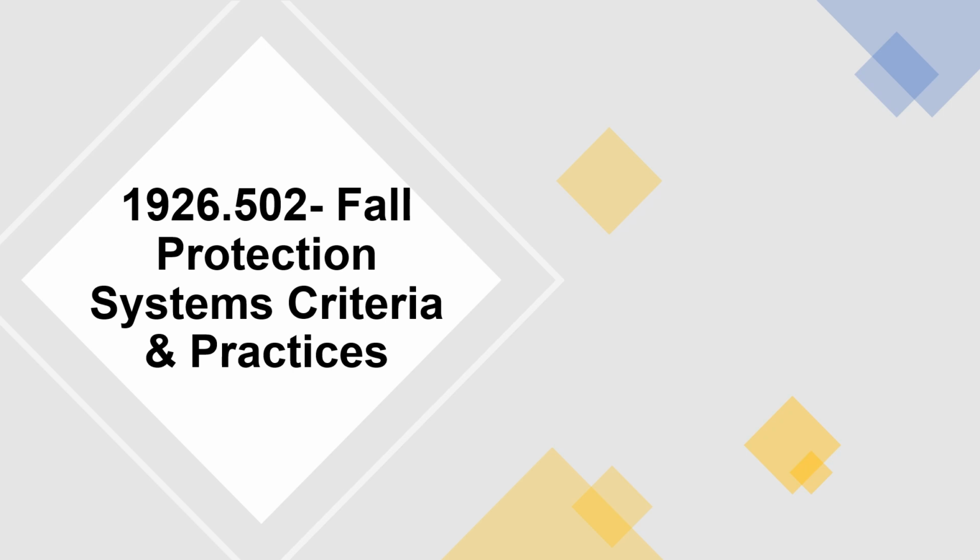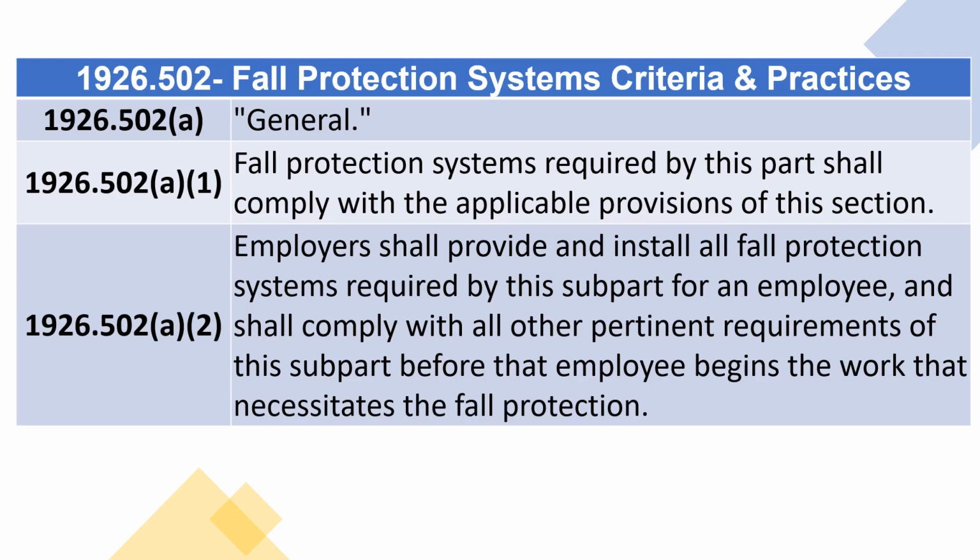1926.502 Fall Protection Systems Criteria and Practices. 1926.502(a) General. 1926.502(a)(1) Fall protection systems required by this part shall comply with the applicable provisions of this section.